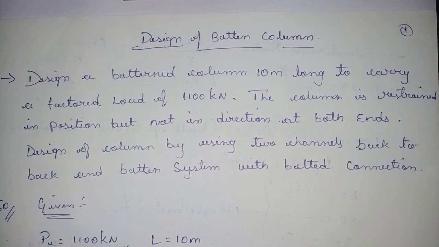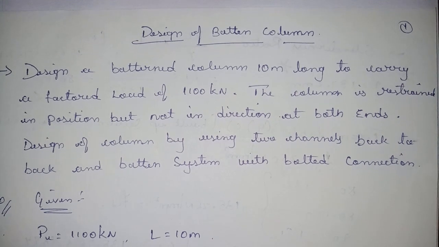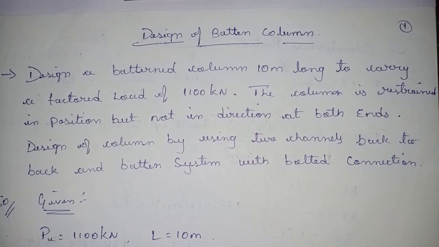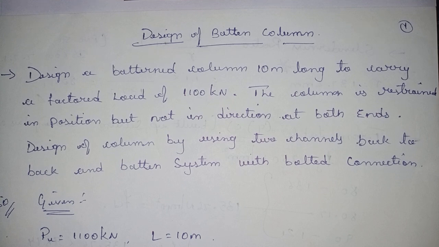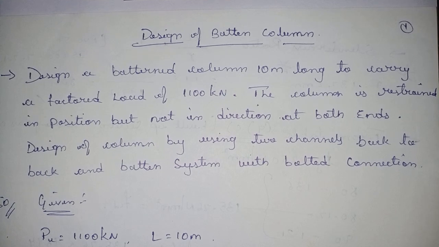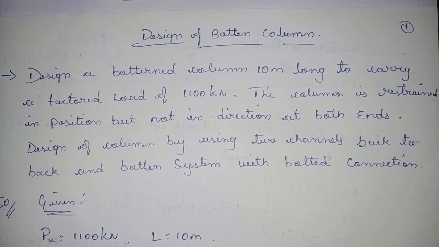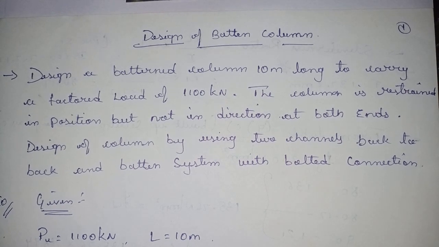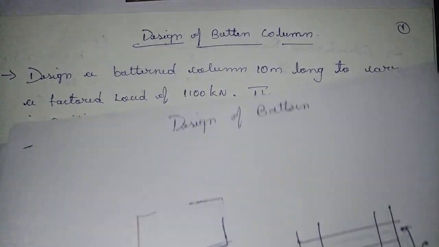Today I'll be telling you how to design the battens. Battens are the same as lacings. They are used to connect the two columns, maybe in C sections or I sections. But the only difference is that the batten is given horizontally, whereas the lacing will be at angles. Okay, so here it is in this manner.